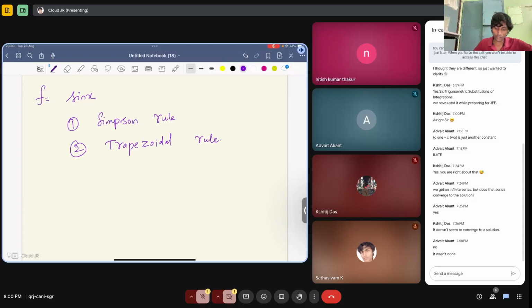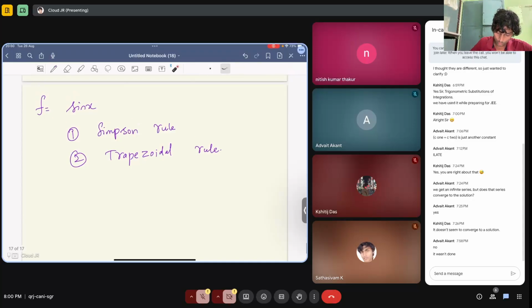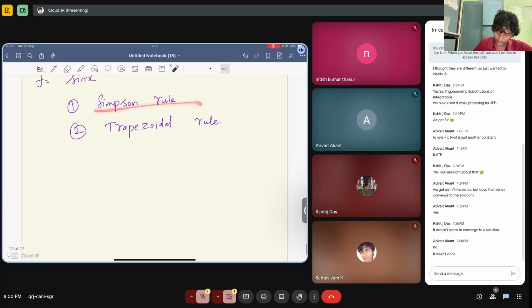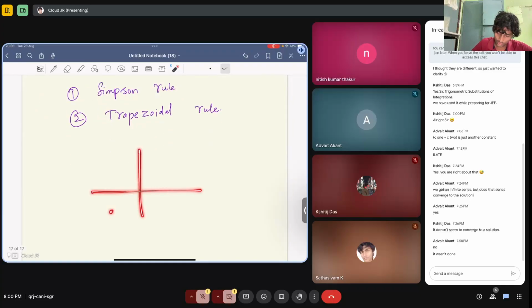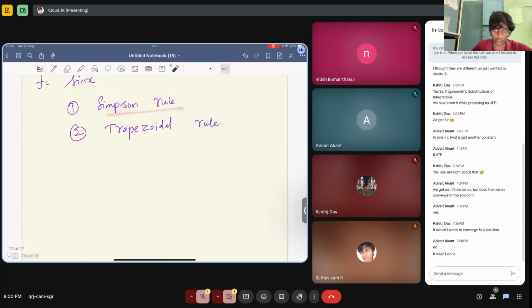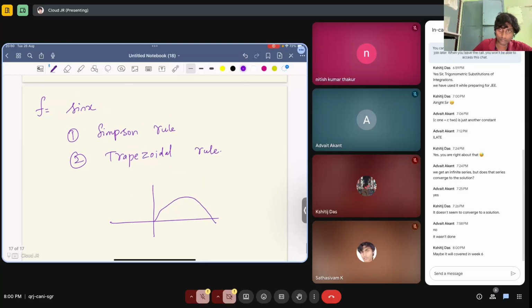Okay, so I will come back to the theory in the next class. So basically, what the Simpson rule does is you have a function here, and you want to approximate the function. What you do is you fit the best possible parabola, and then you approximate it. Okay, the trapezoidal rule is much simpler. Let's say I have a function like this. So here you have sine x.